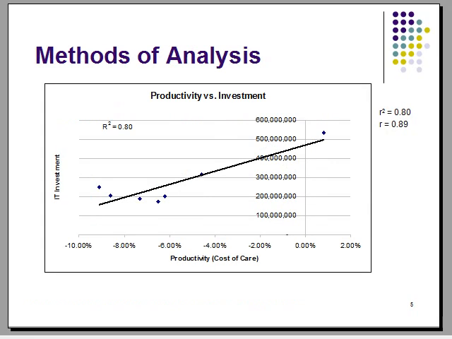Here is a scatter plot showing the relationship between productivity, or the cost of care per patient, and the IT investment, or budget of the Office of Information Technology. We can see a strong association or relationship between cost of care per patient on the x-axis and IT investment on the y-axis. To the right of the scatter plot, you can see that the R-squared, or coefficient of determination, equals 0.80. To find the correlation coefficient, or R, we must take the square root of 0.80. The R here turns out to be 0.89.